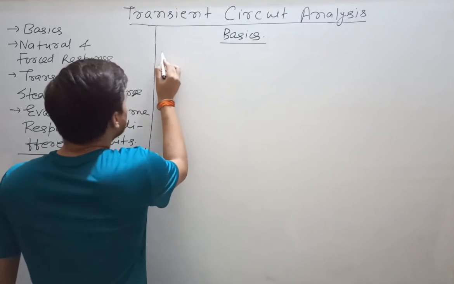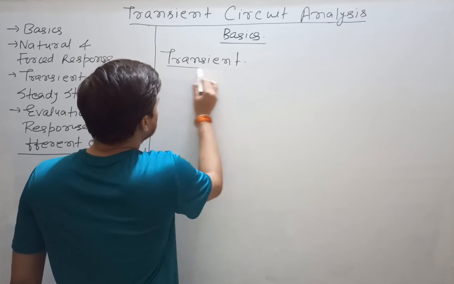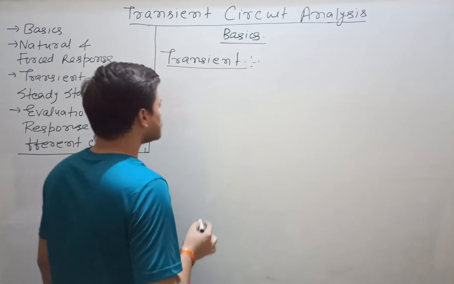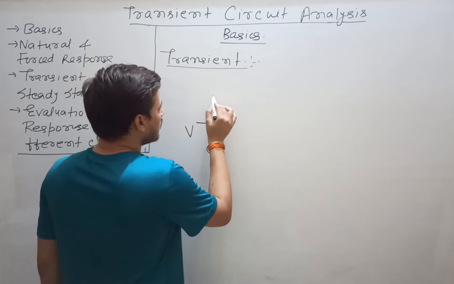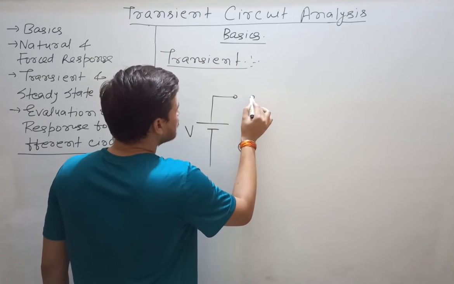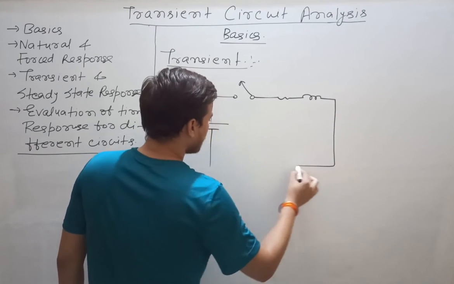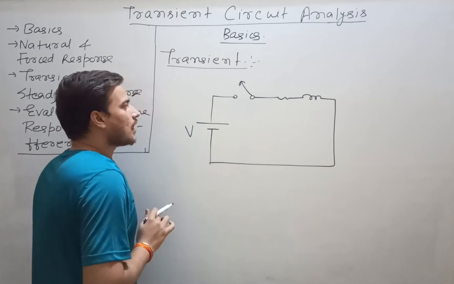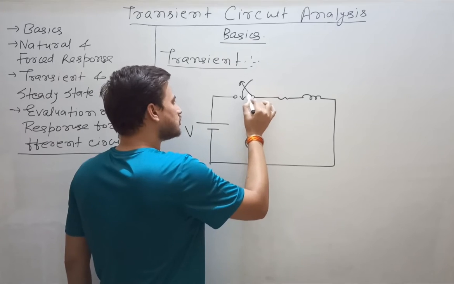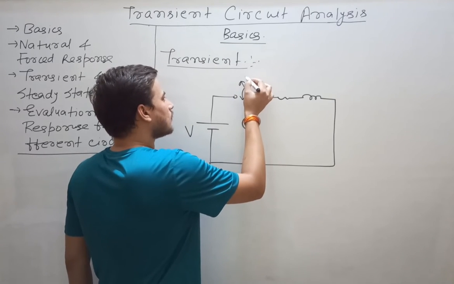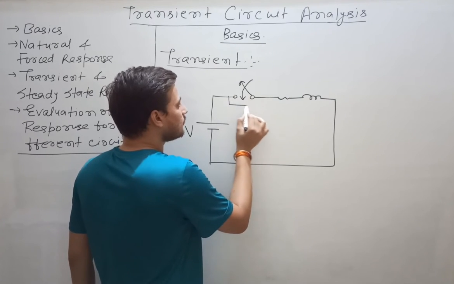So first let us understand the meaning of transient. What is the meaning of transient? Clear? So suppose you are having an electrical circuit. Suppose this is the supply voltage V. There is a switch. Now you are having a RL circuit. Now suppose at time t equal to 0, you are going to switch on. That means the switch is turned from off to on position. So when the switch is on, the circuit will be closed.